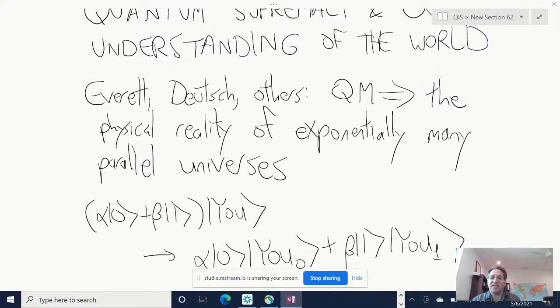The one issue is that it leads to this view where the world is constantly branching into different components, each of which has an amplitude, and maybe we only experience one of the components, but there would be nothing to make the other components go away, or to make these parallel worlds, if you like, not exist.